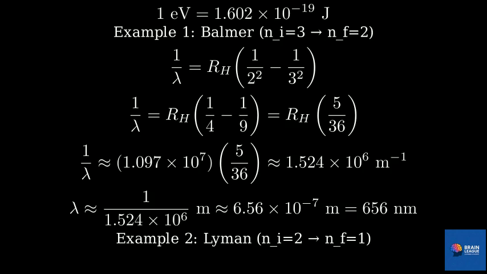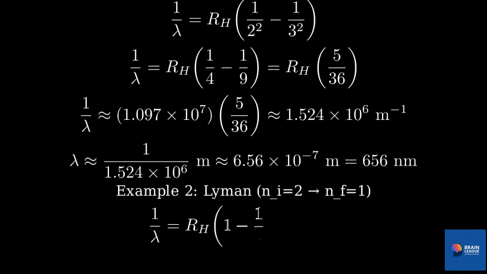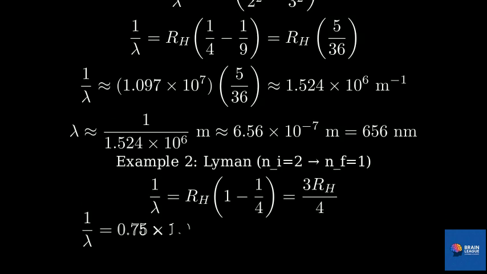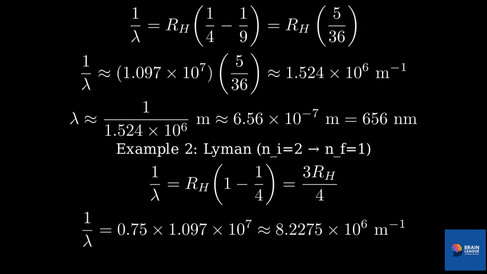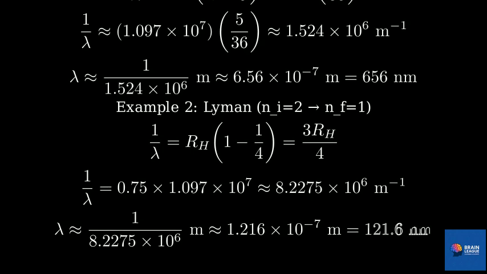Numerical 2, Lyman transition from n equals 2 to n equals 1. Find the wavelength and photon energy. We write 1 over lambda equals R sub H times, open bracket, 1 minus 1/4 close bracket, equals 3 R sub H over 4. Numerically, 1 over lambda equals 0.75 times 1.097 times 10 to the 7 per meter equals 8.2275 times 10 to the 6 per meter. So lambda is about 1.216 times 10 to the minus 7 meters, 121.6 nanometers, which is ultraviolet.